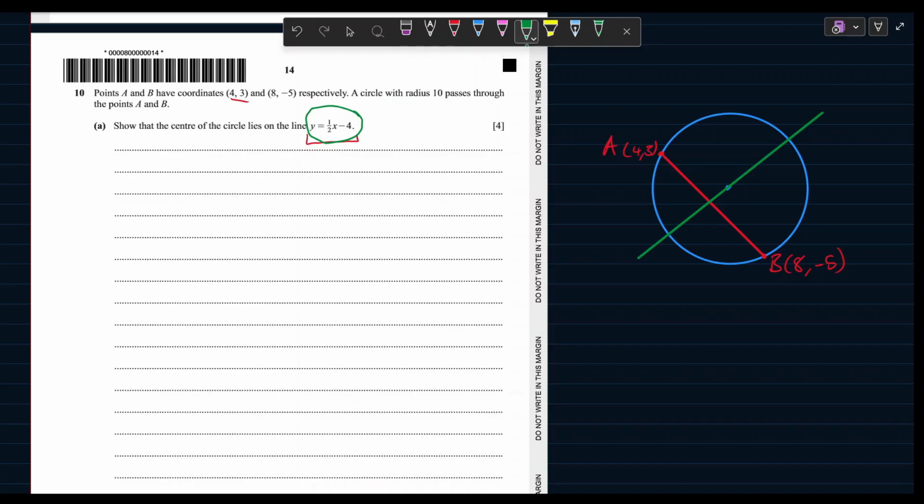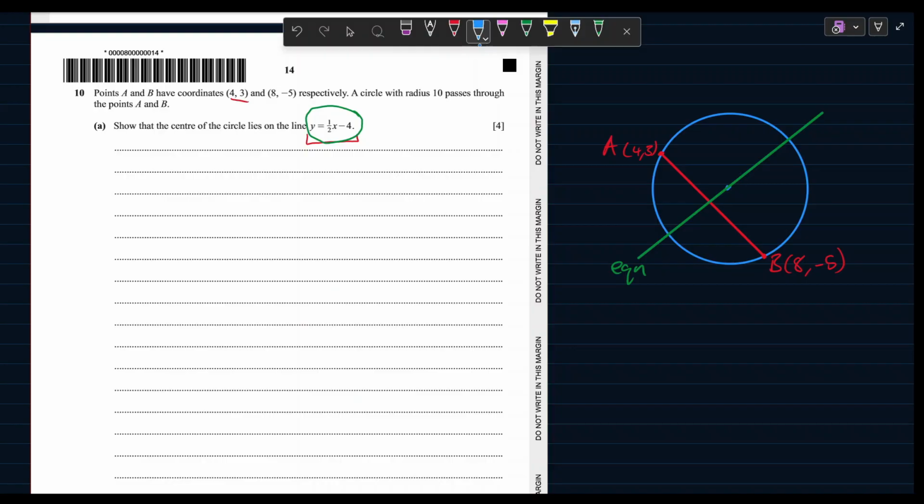And so simply all we have to do is to find the equation of this green line. If we find the equation of this perpendicular bisector, we know that it's going to pass through the center, because there's a rule that says that a perpendicular bisector of a chord will pass through the center of the circle. All right. So how do we find the equation of a perpendicular bisector?